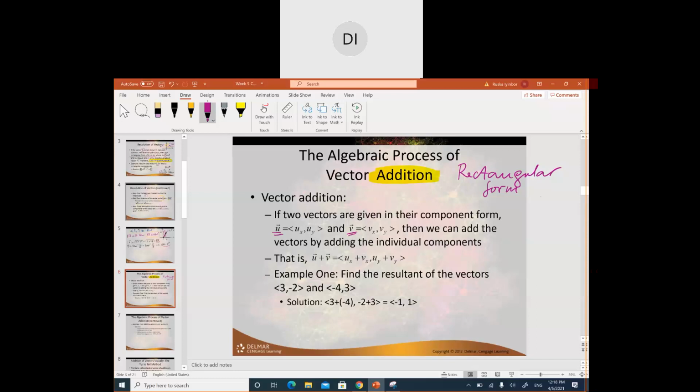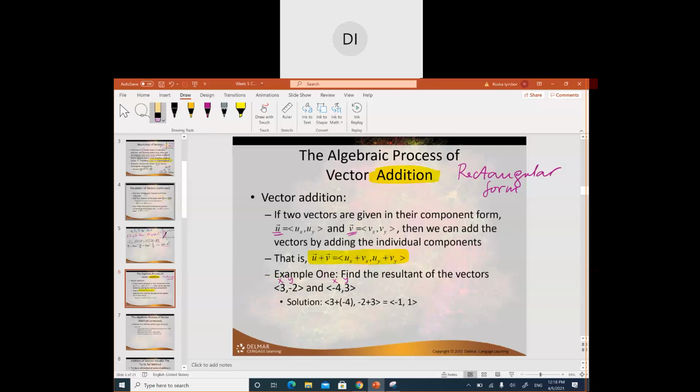Okay? And how do you add them? So the operation of adding is here. You add the x components and you add the y components. And that's how you get the result vector, okay? And here you have an example. The example given is, we have one vector that is 3 and negative 2, and the other one is negative 4 and 3. So this is the x component and this is the y component for u, so it's going to be ux and uy, and this is for v, x and y, right? And you can just use x and y.